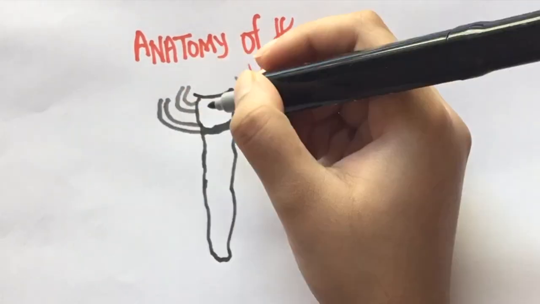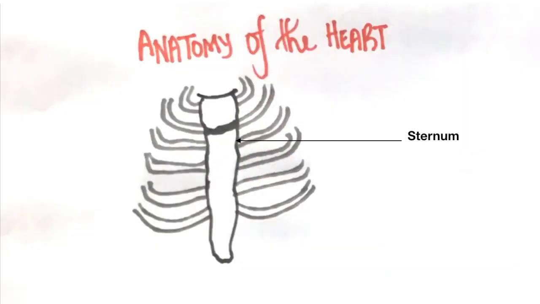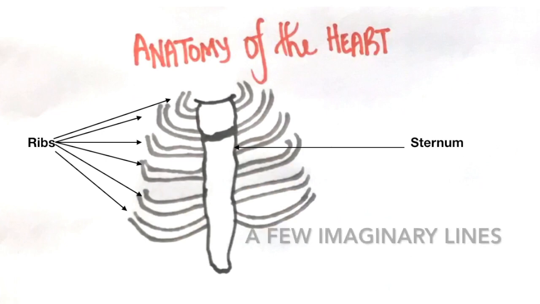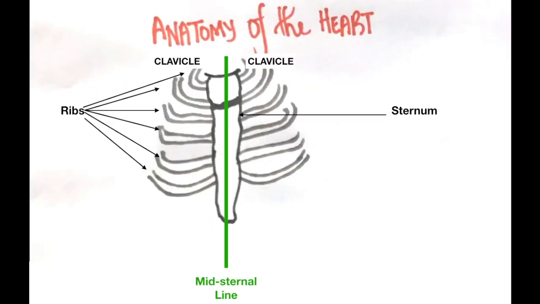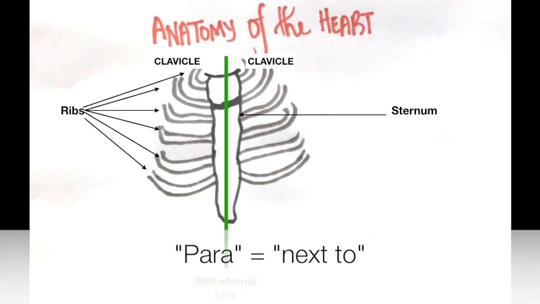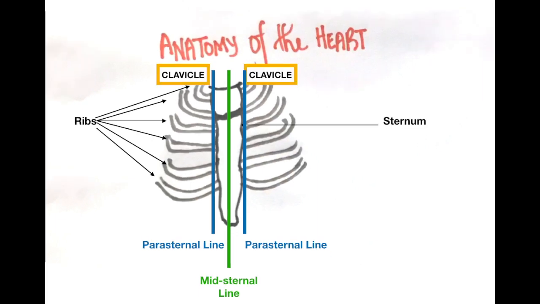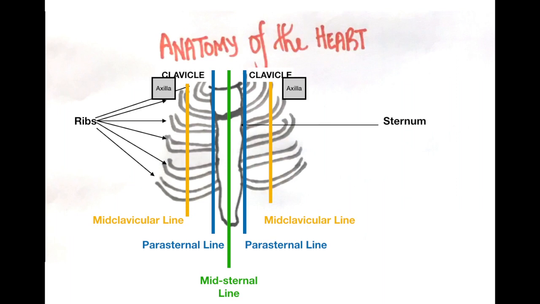Let's first understand the anatomy of the chest. This is the sternum, these are the ribs. For an organized approach, the anterior chest is divided into different parts with the help of a few imaginary lines. The line in the middle of the sternum is known as the mid-sternal line. Para always refers to next to, so the parasternal line is right next to the sternum. This is the clavicle, so the line from the middle of the clavicle is known as the mid-clavicular line. Since this is the axilla, the line right here is the anterior axillary line.